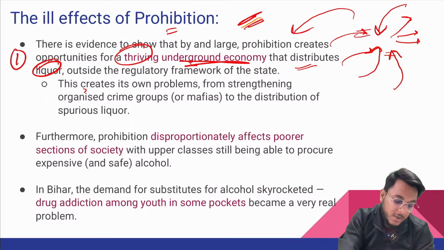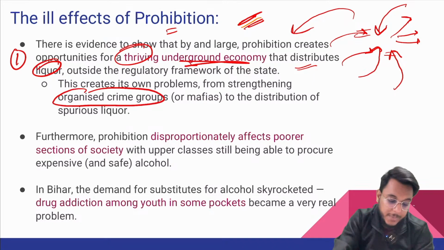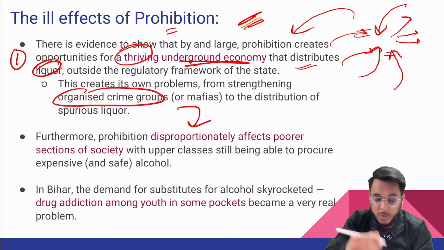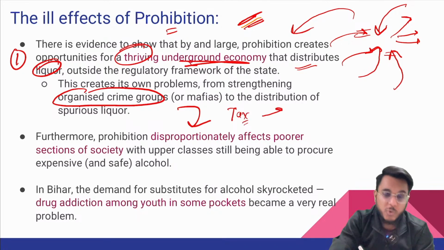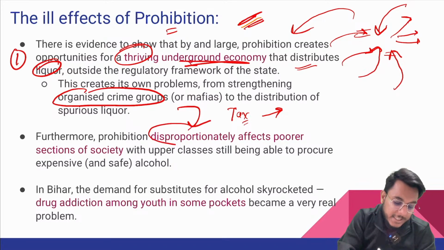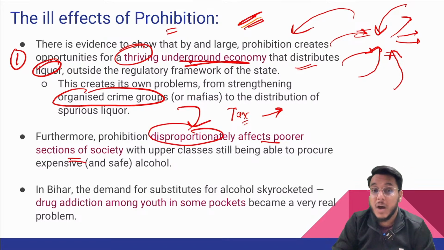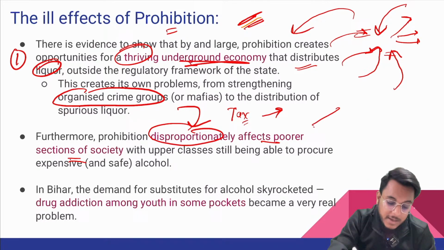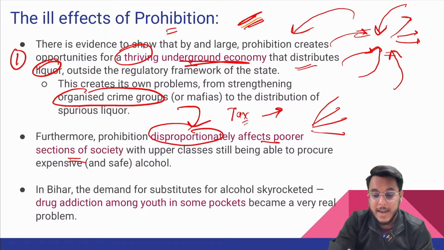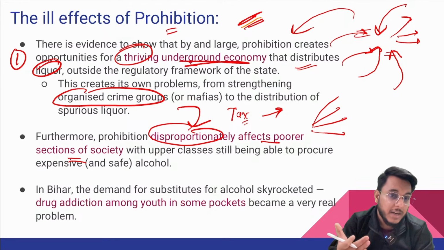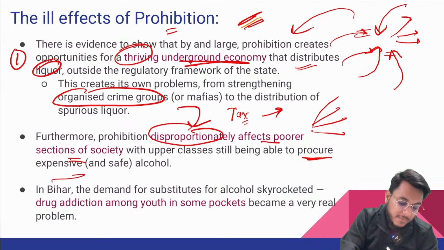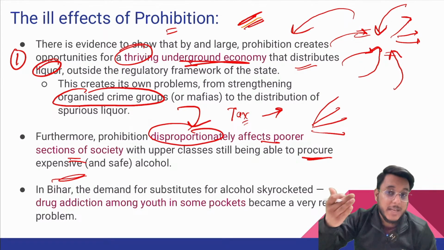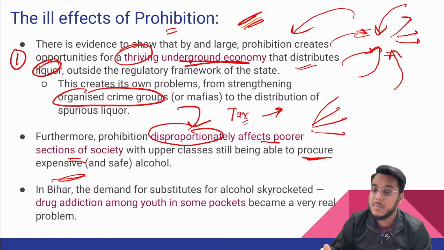Moreover, this particular thing also leads to organized crime groups and gangs. It also reduces the tax money that would have gone to the government. Then the next thing, it disproportionately affects the poor section of society, the people who are habituated to alcohol, the people who are addicted to alcohol. They are impacted because now they spend an even greater proportion of their income buying the liquor. Rich people or people from the middle class can still procure the expensive alcohol coming through smuggling from other states, but the poor people will be more impacted.